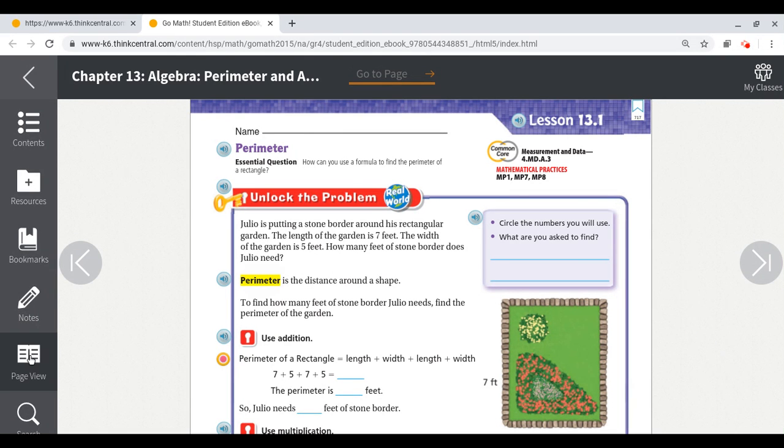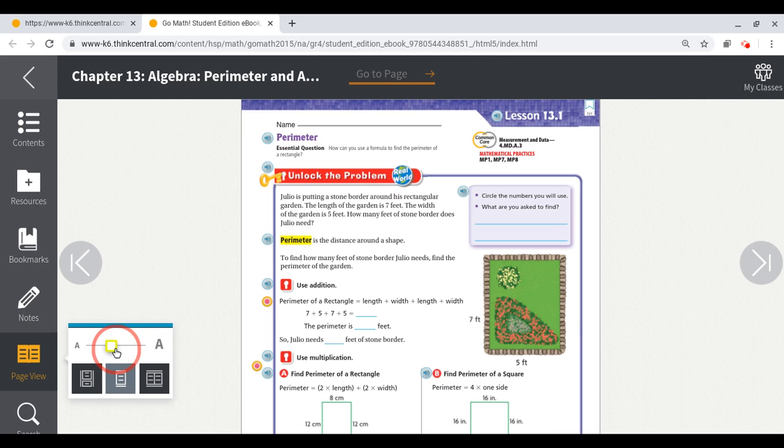Let me zoom back out. Sorry. It's not letting me scroll down.